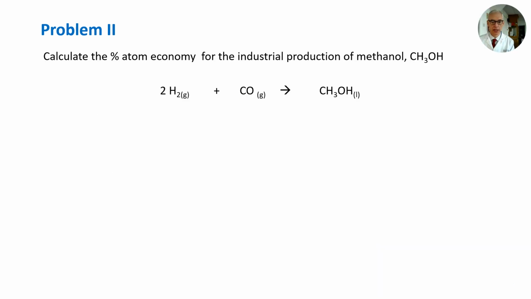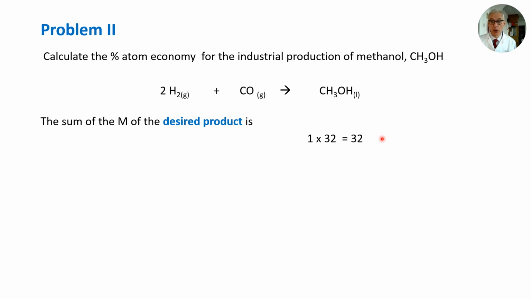So here is a second problem. Calculate the atom economy for the industrial production of methanol, which we met earlier in the lesson in terms of percentage yield, according to this balanced chemical equation. So pause, calculate the percentage atom economy, and come back to check your answer. So I'm about to reveal.